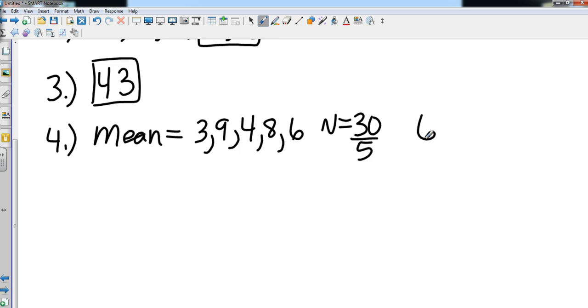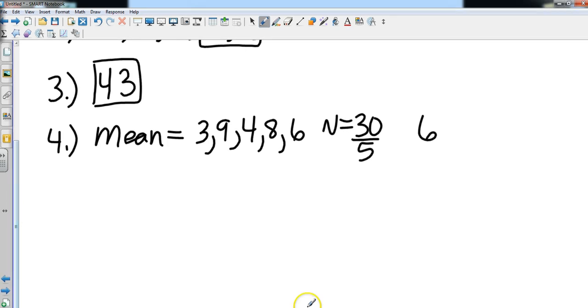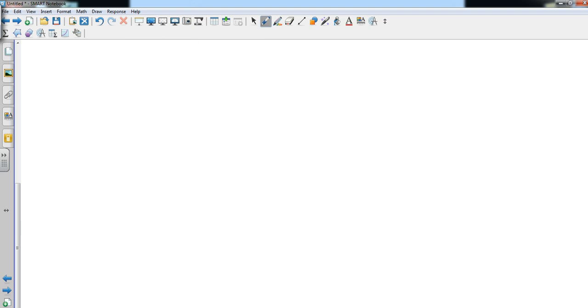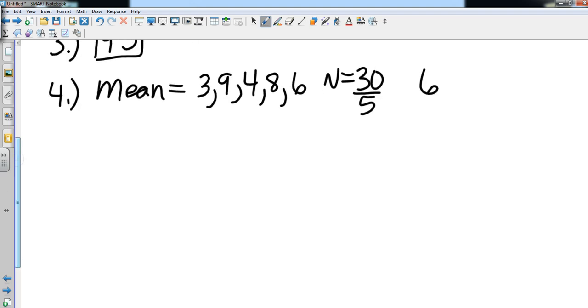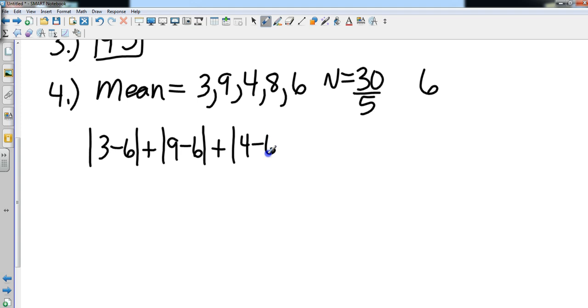So what that does for us when we're going to find the mean absolute deviation is now we're going to take each one of those data pieces, and we are going to subtract the mean from it and take its absolute value. So it's going to be 3 minus 6 plus 9 minus 6 plus 4 minus 6 plus 8 minus 6 plus 6 minus 6. And again, those are all absolute values.